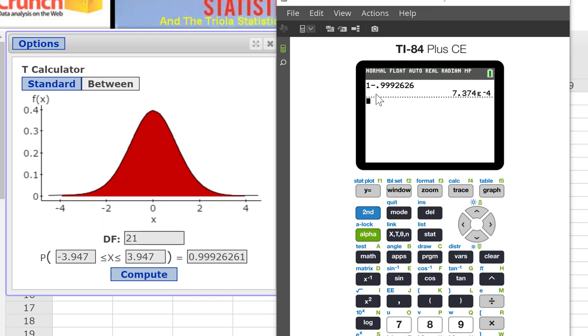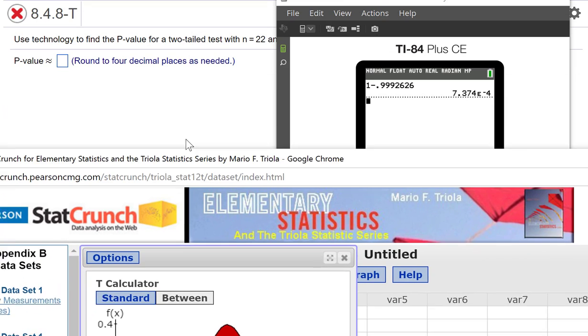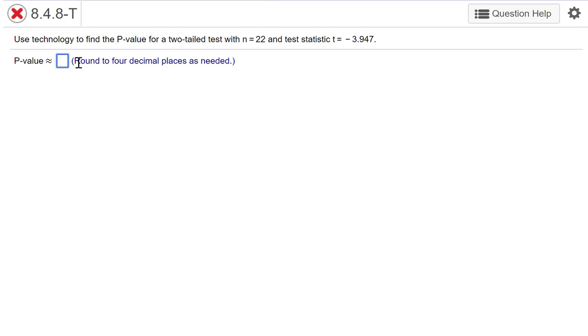So on the calculator, when we subtract that from 1, which is going to give us the area remaining in the tails, we get 7.374 times 10 to the negative 4. So that's 0.0007. So let me see how many places they want it to round to. 4 decimal places. 0.0007.